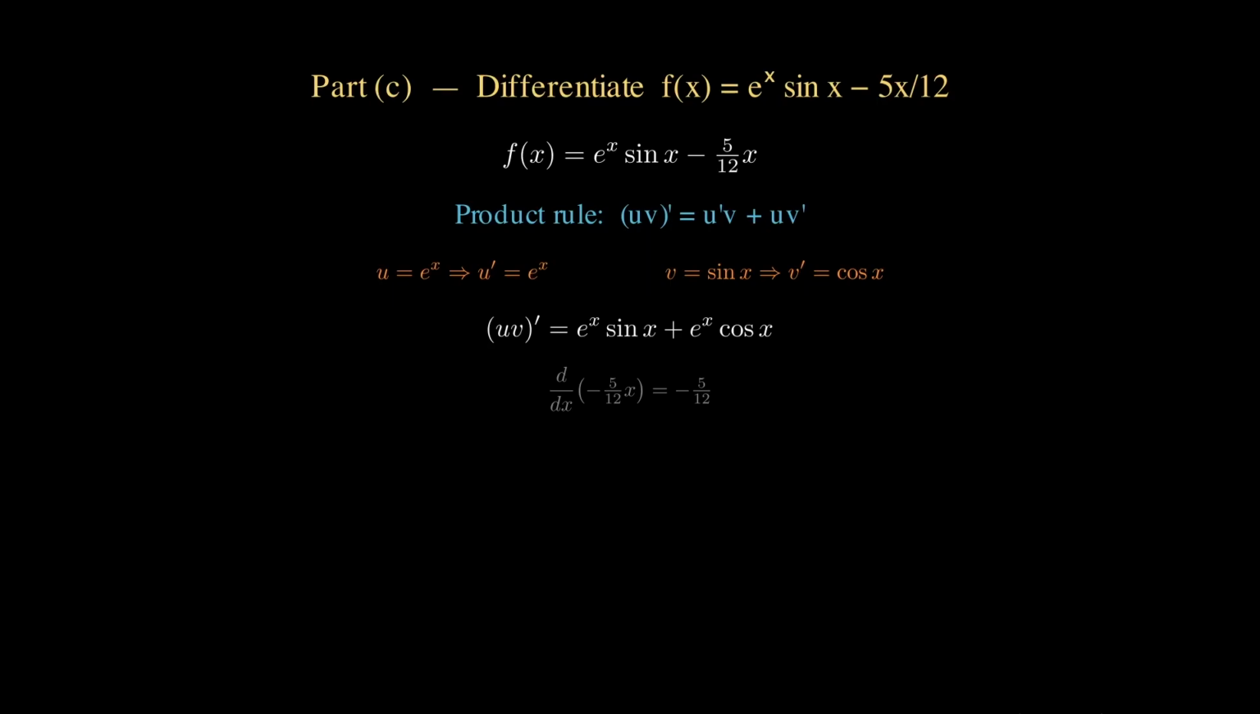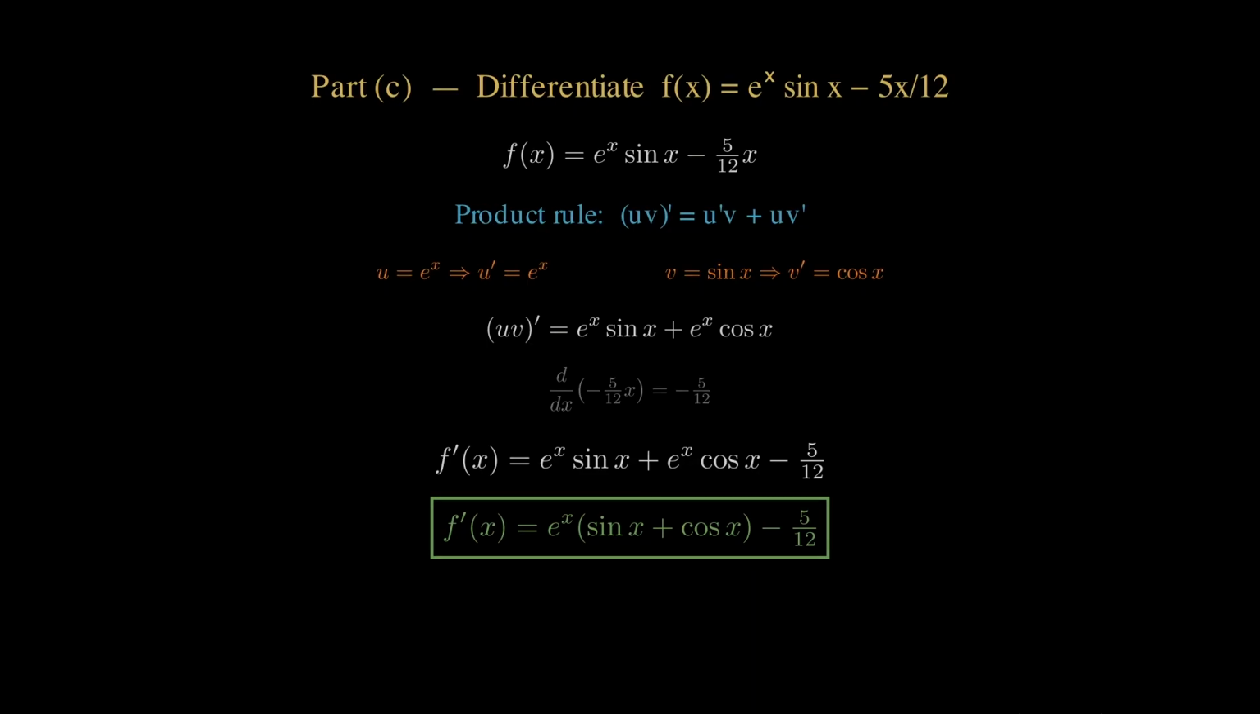So f prime of x equals e to the x times sine x plus e to the x times cosine x minus 5/12. We factorize e to the x from the first two terms. F prime x equals e to the x times open bracket sine x plus cosine x close bracket minus 5/12.